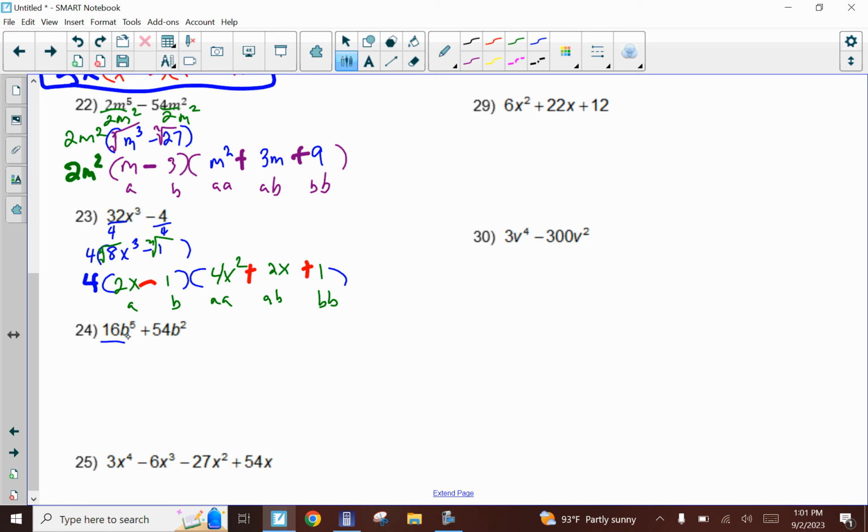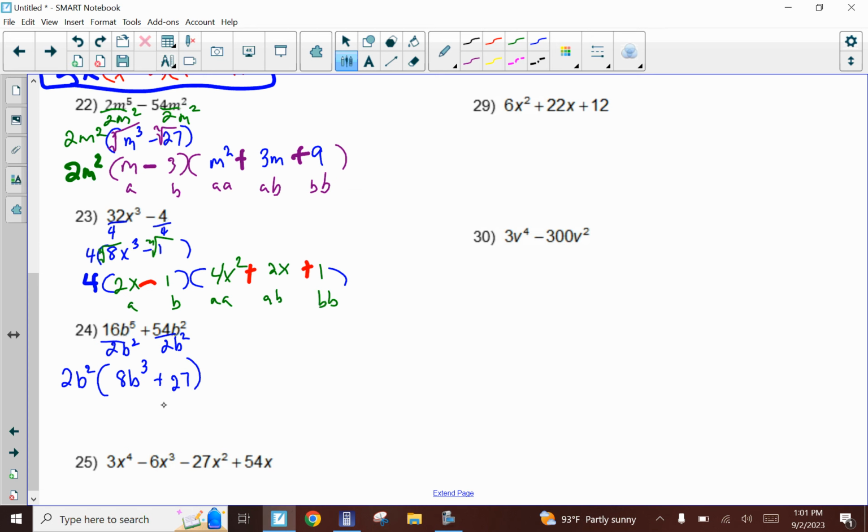So I'm going to have a 2 that I can take out, but also a b squared. Always take out the lowest exponent when they all have the letter. So we got 2b squared. This is going to leave me with 8b to the third plus 27.